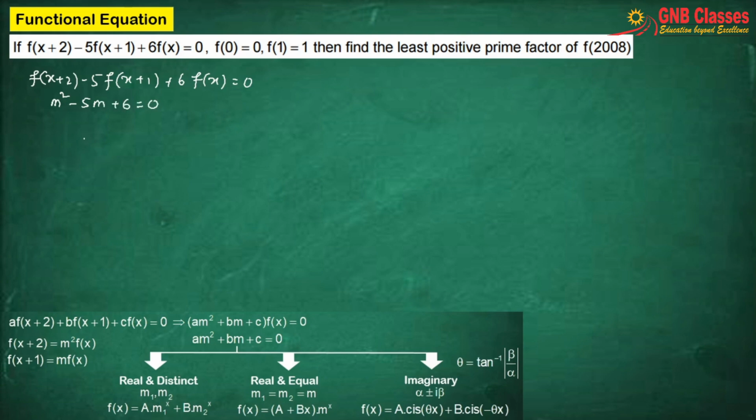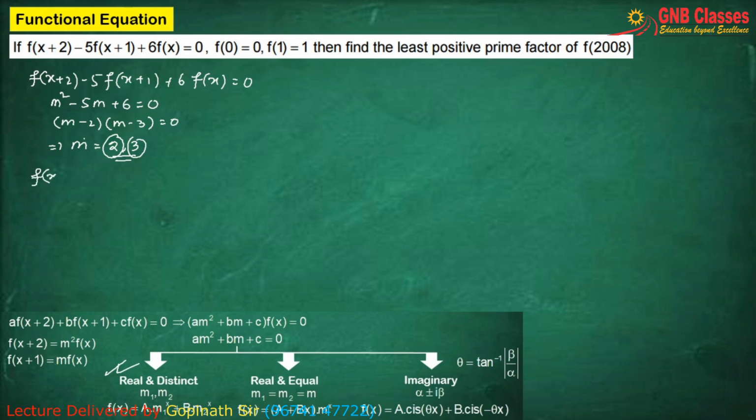Yes or no? Now, if I factorize this, we are going to get m minus 2 into m minus 3 equals to 0. That implies m is coming to 2 and 3. Yes or no? Now the two roots of m are real and distinct. Now we can see the theory that I have given you. You can directly write your function fx as a m1 to the power x plus b m2 to the power x. Therefore, we got the function fx as a into 2 to the power x plus b into 3 to the power x. Now they have given f0 is 0 and f1 is 1. Let me put those values in the derived function we get.